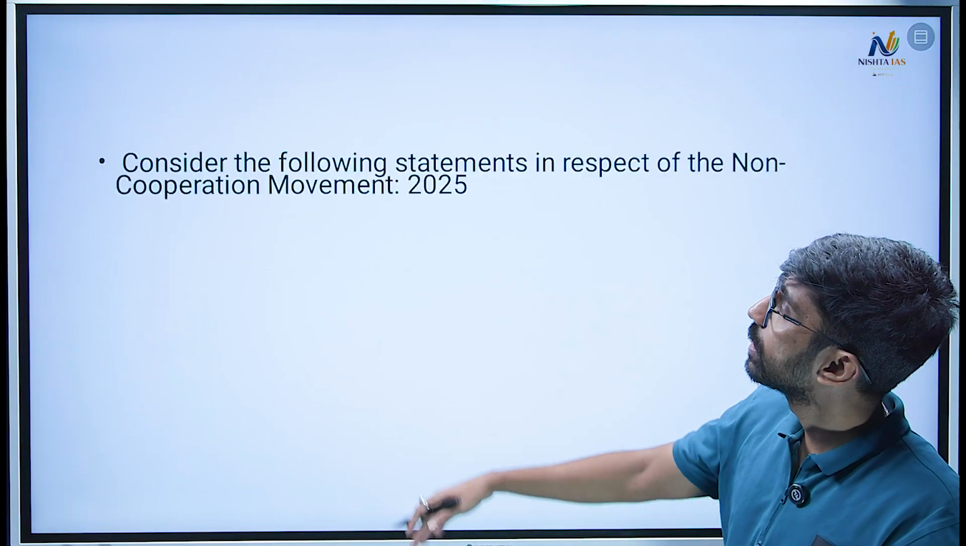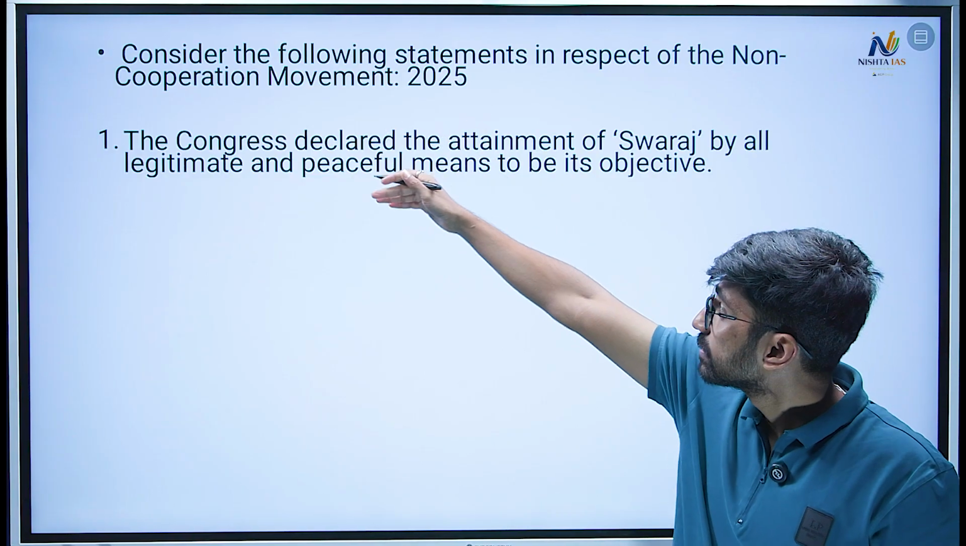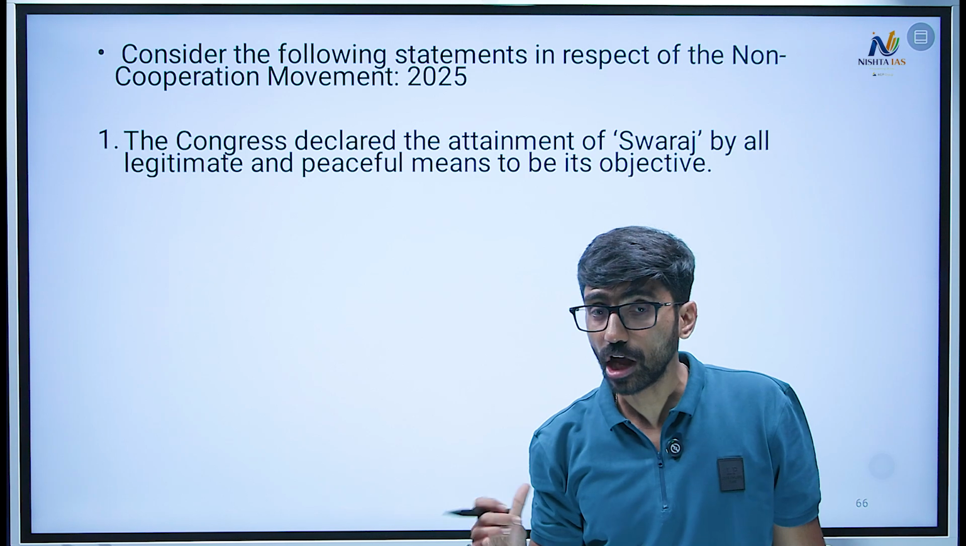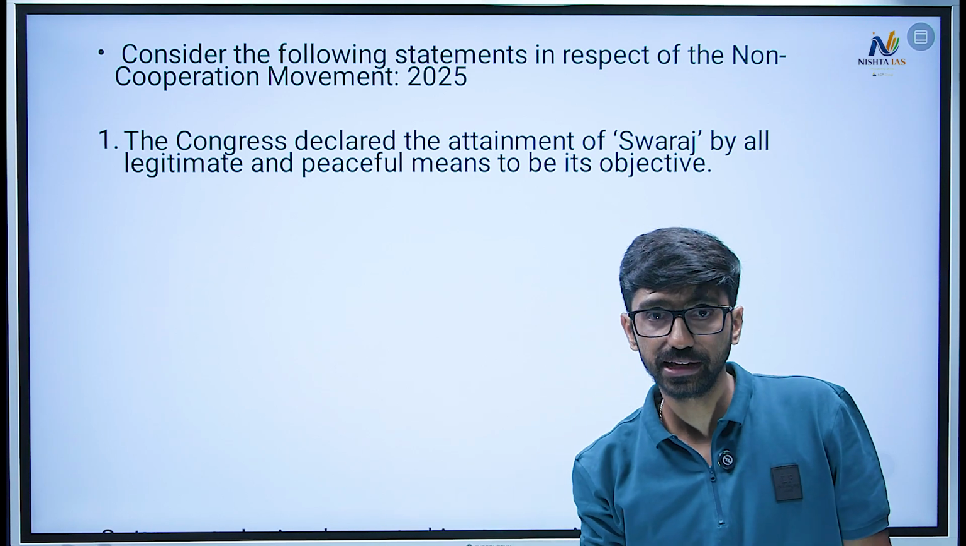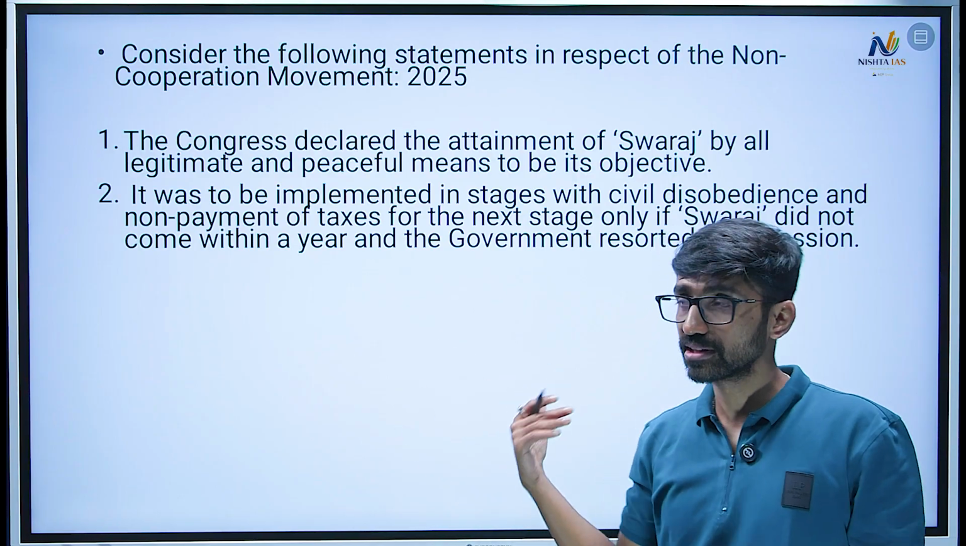Then one more question, look here. Consider the following statements in respect of the non-cooperation movement, 2025 again. The Congress declared the attainment of Swaraj by all legitimate and peaceful means. Yes, not non-violent means, legitimate and peaceful, exactly, legal means. It was to be implemented in stages. Yes, there are 2 stages there. We are going to discuss that.